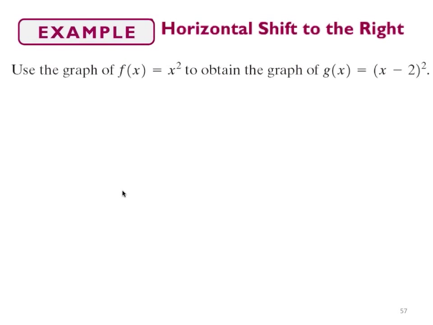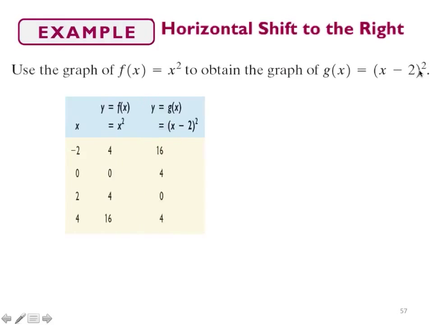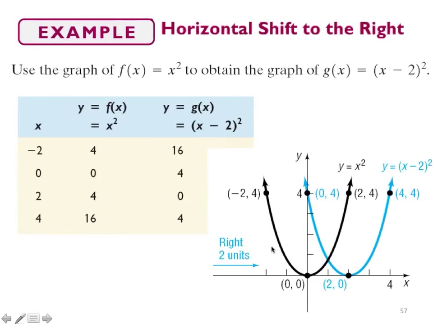Now, here are kind of the rules for shifting up, down, left, right, but I just want to look at this example here. If we have g of x equals (x minus 2) squared, this negative 2 is now kind of inside of my function. When I have something that's inside of my function, I'm either going to shift it right or left. Now, if you have a negative sign, it actually shifts it right. So what we're going to do is we're going to take our black graph, which is our f of x equals x squared, and we're going to shift it to the right 2 units. And we end up with this blue graph right here.